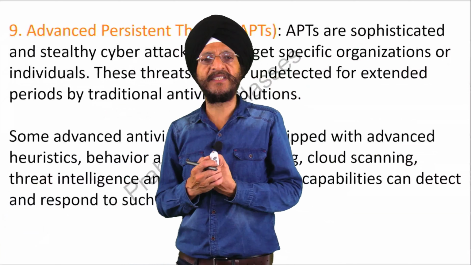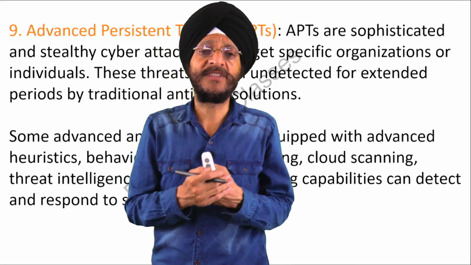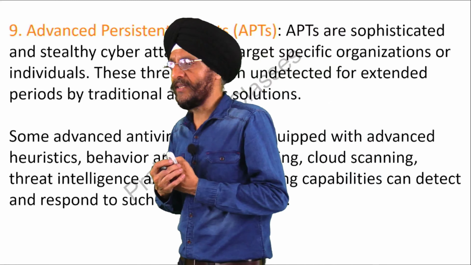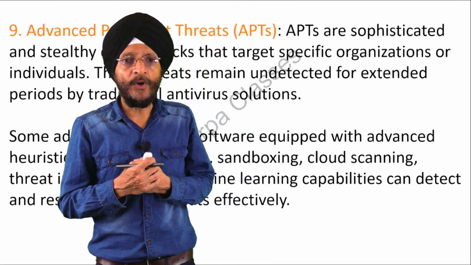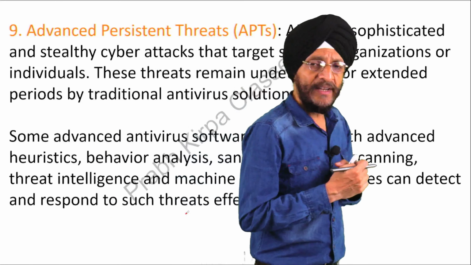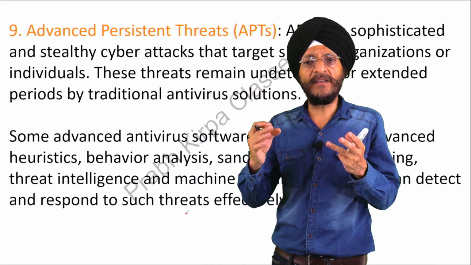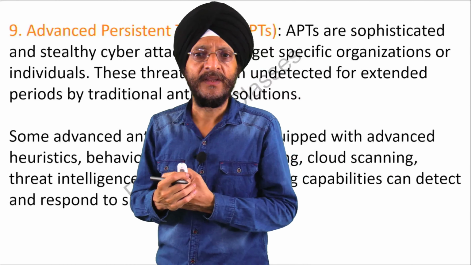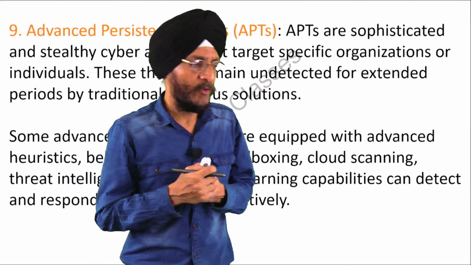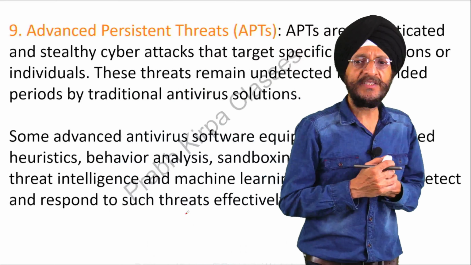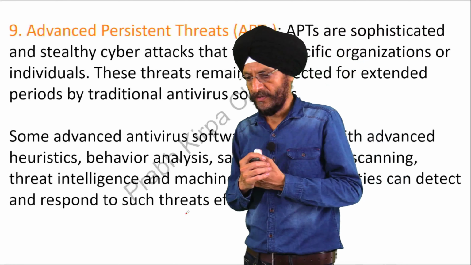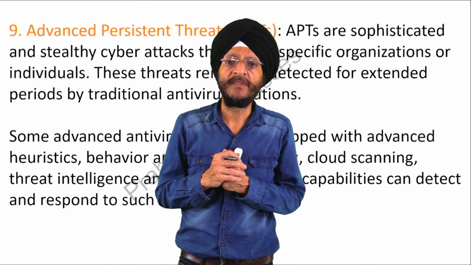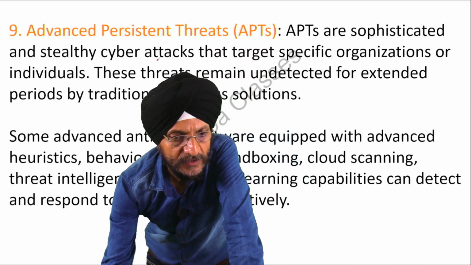Next is advanced persistent threats. As the name suggests, these are very advanced types of threats in which cyber criminals make use of polymorphic, fileless malware or other complex malicious software, and the normal or traditional antivirus is not able to protect your computer system from these types of advanced threats.